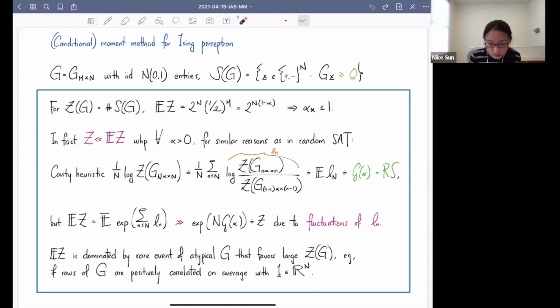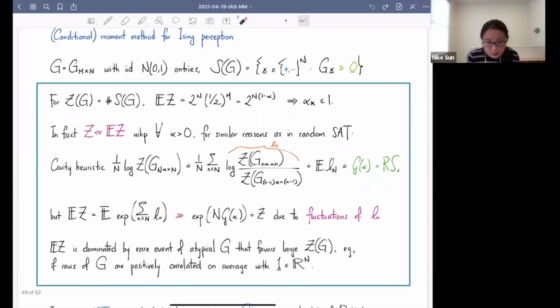If you want to think about it in terms of the cavity heuristic, you can build up your n by alpha n matrix by a sequence of steps where you augment the matrix a little bit at each step. In the cavity heuristic, these steps are random, but when you average over them, they will concentrate on the correct value. But when you take the first moment, you're taking the expectation of the exponential of this sum of values. Because the exponential is inside the expectation, it will give the wrong answer.